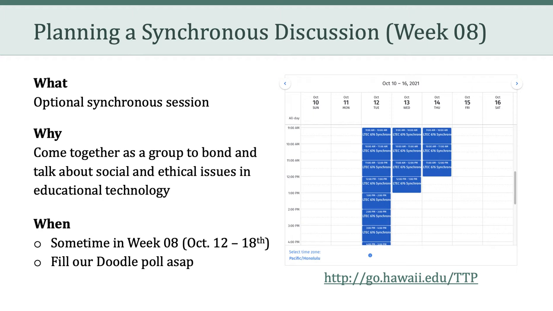There's no homework or anything to prepare in advance for this session. It's totally voluntary, but the idea is to just come together as a group so we can bond and talk about what we're learning about the social and ethical issues in educational technology. Think of it as a bonus synchronous session to complement this asynchronous class. Okay, enough about that. Let's move on to the main part of this week's video.